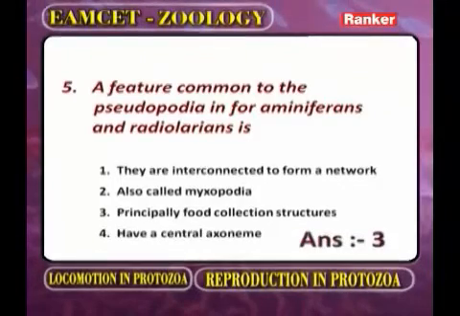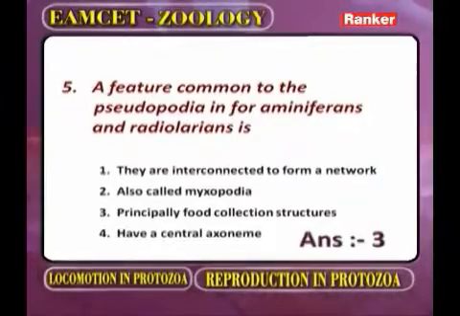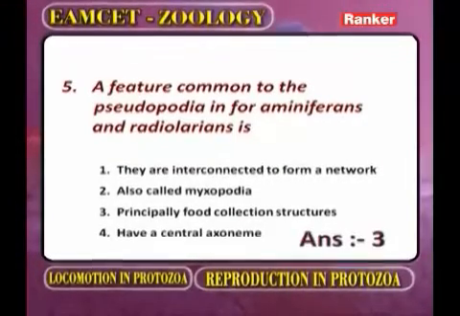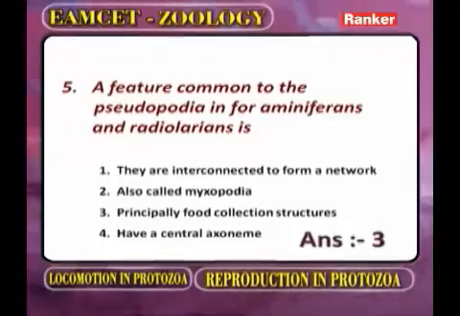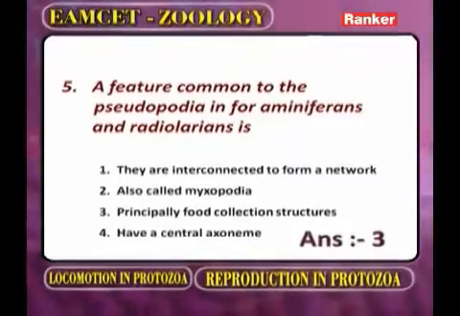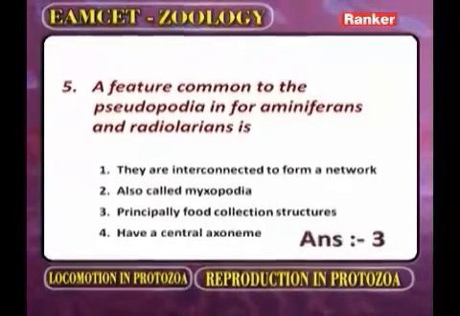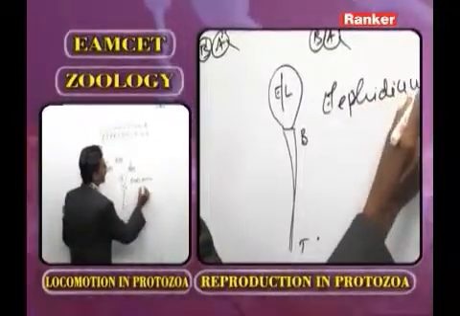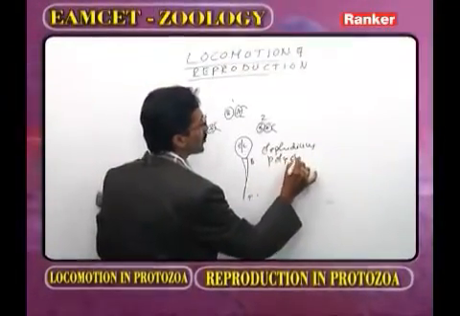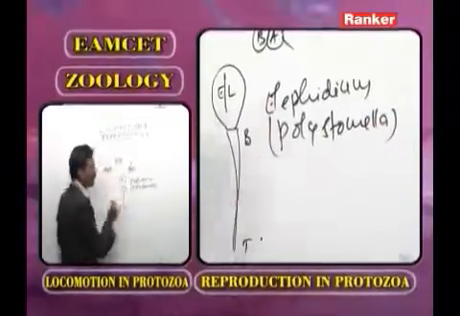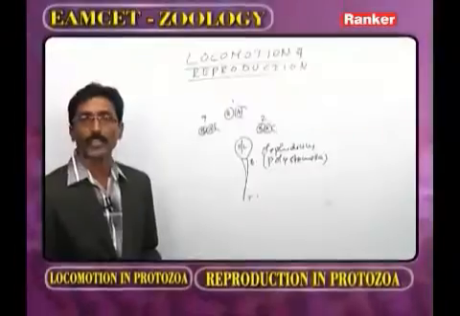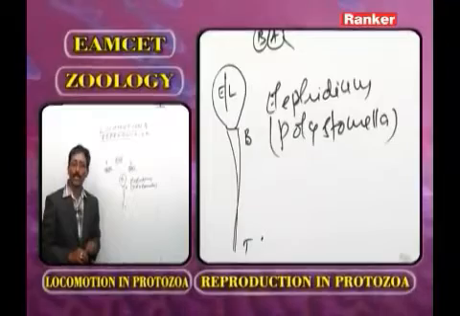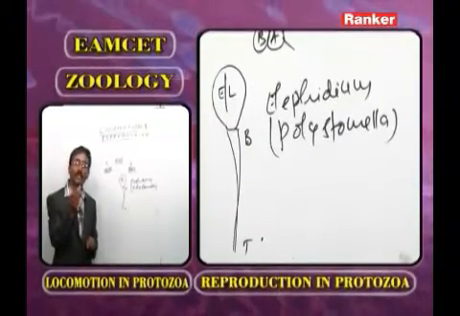A feature or character common to the pseudopodia in foraminiferans and radiolarians. Now, once again, you have to observe the question. A character common to the pseudopodia in foraminiferans and radiolarians. What is the example for the foraminiferans? That we call it as Elphidium. What is the other name of Elphidium? Polystomella. In foraminiferans, the body is covered by shell.